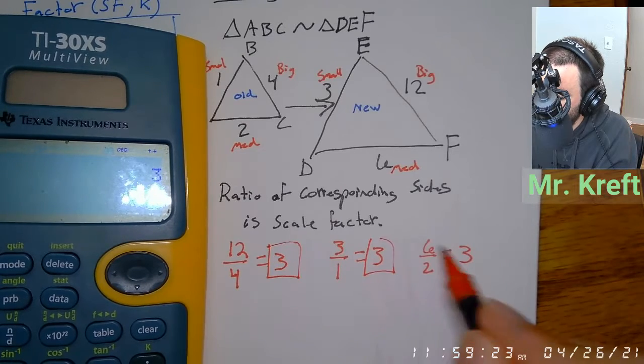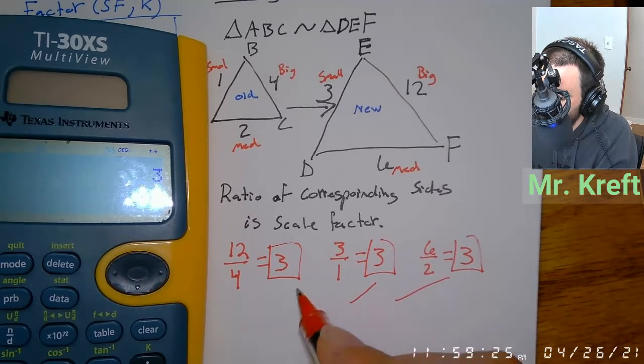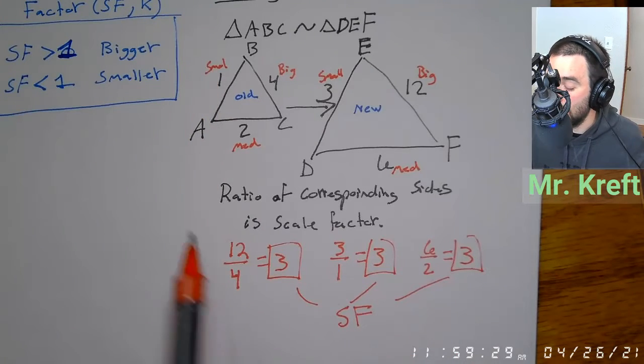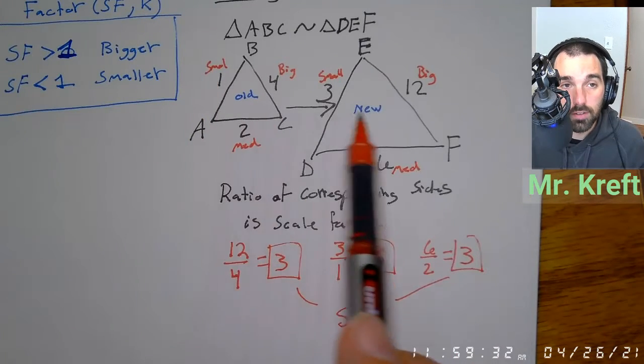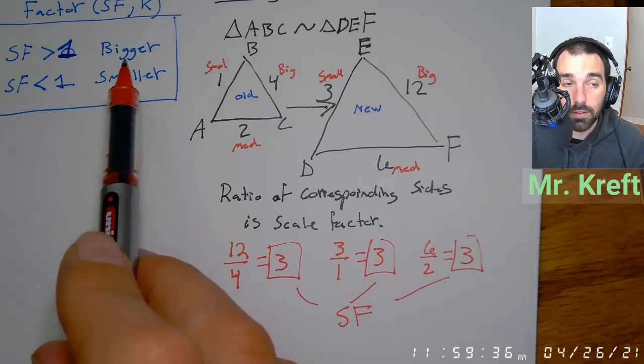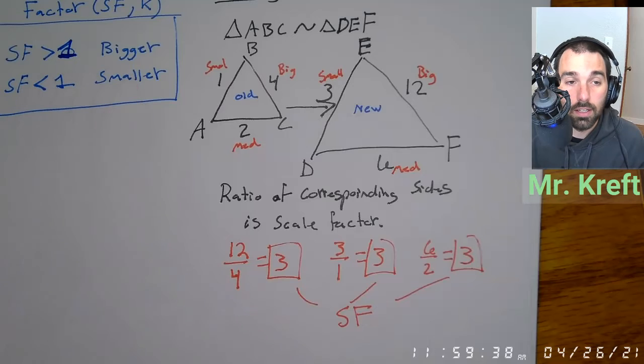So right here, that's our scale factor. And since we're going from small to big, let's double check. Did I get bigger? I did. I'm bigger than 1, so I'm going to get bigger.